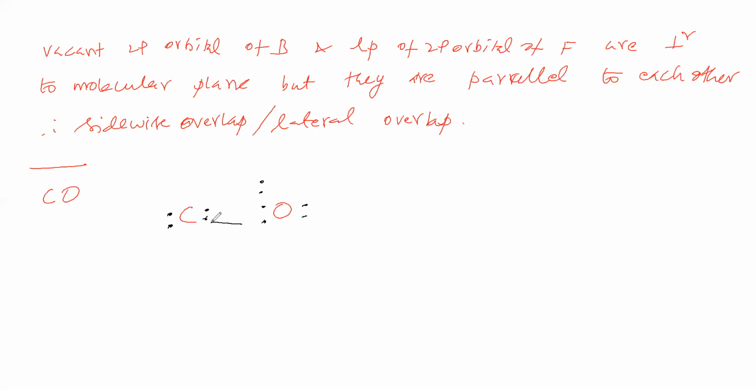Now we will give bonding. This is one sigma bond. This is one pi bond. Next, what happens is this carbon is providing one vacant orbital.